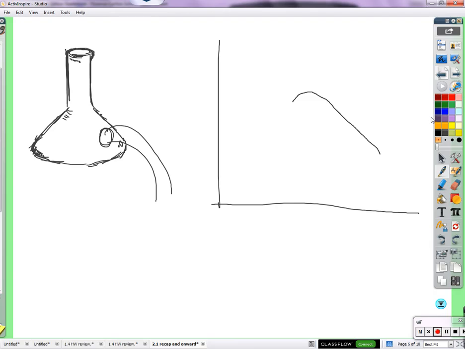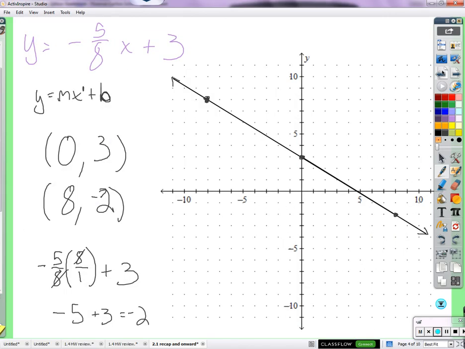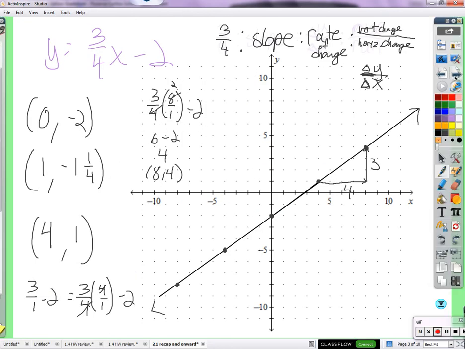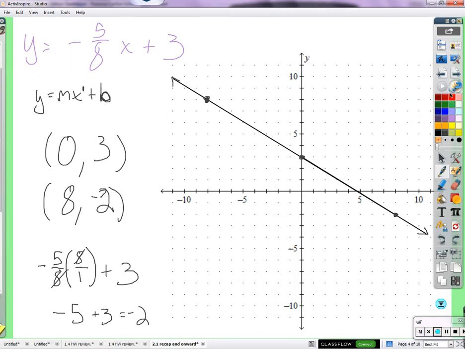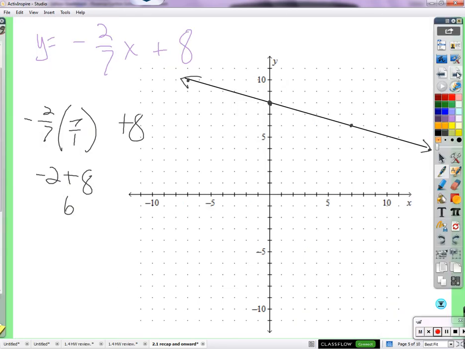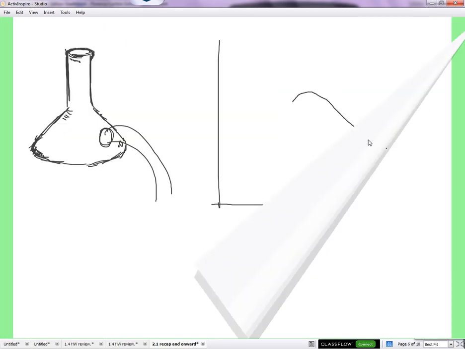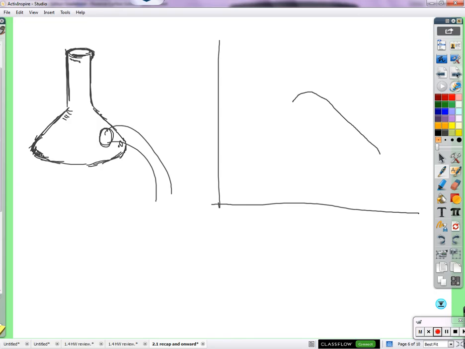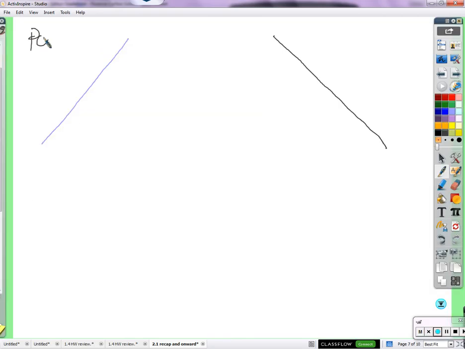Here's one that goes down, and there's one that goes up. What's the difference in the rates? Remember how we said that the three-fourths is the slope, it's the rate of change, it's the vertical change over the horizontal change, it's the delta y over delta x. What kind of rate of change do we see in this equation compared to this one? That one's negative, right? So we've got a positive and we've got a negative. Here we have a negative rate of change, a negative slope, and this has a positive rate of change, slope, delta y over delta x.